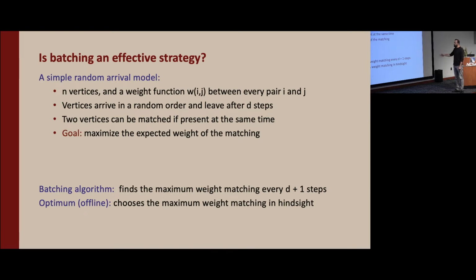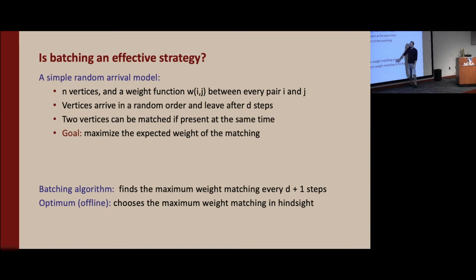Now, the batching algorithm, what does it do? Every d plus 1 steps it looks at all the vertices that are available, that are in the market, finds the maximum weight matching there, clears the market, then waits another d plus 1 steps. Those vertices are gone, new vertices arrive. Again, you find the maximum weight matching, and so on.